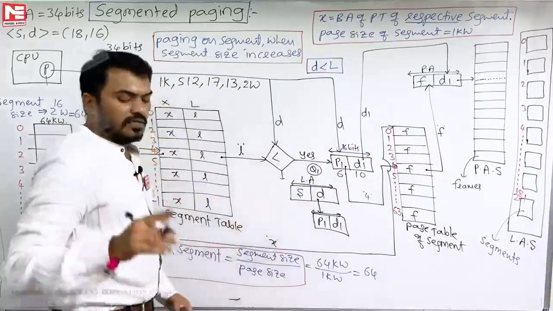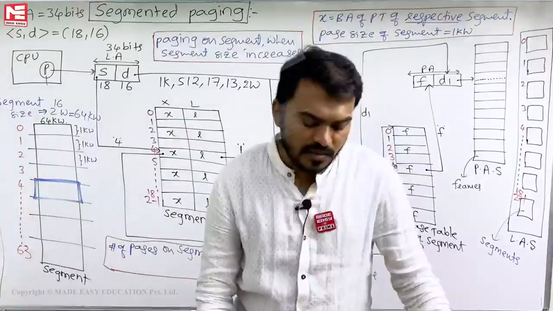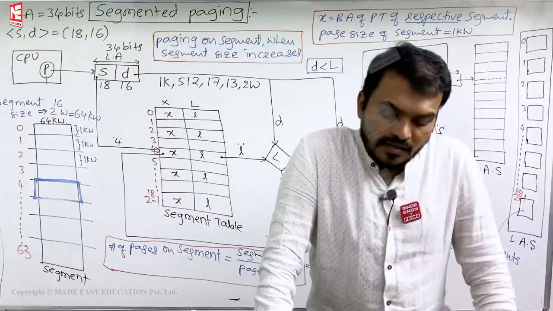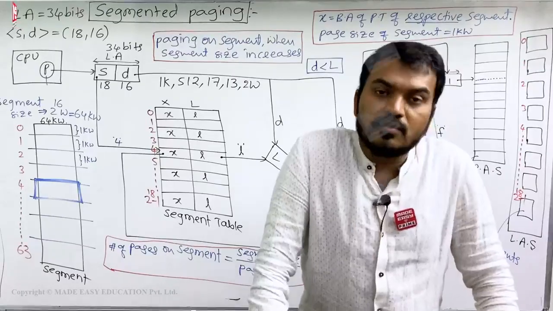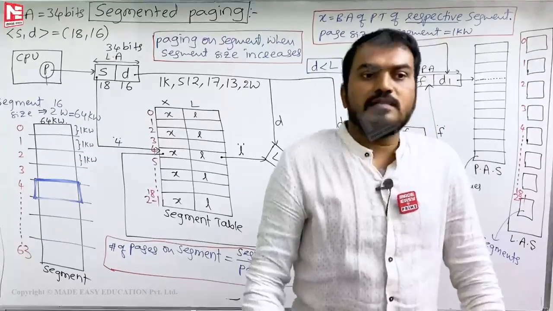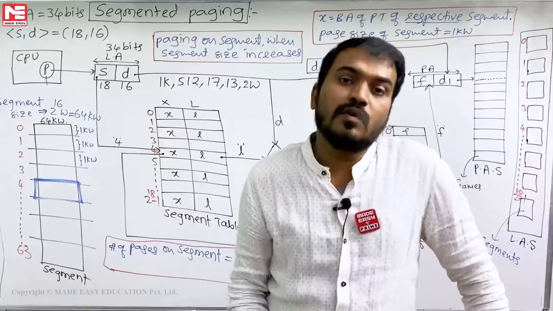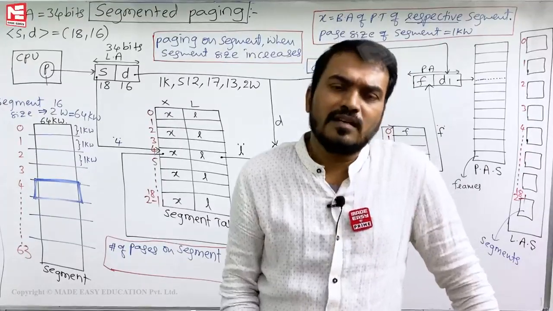Now read the question. Consider a system using segmented paging architecture. The segment is divided into 1K pages. It says the segment is divided into 1K pages, just understand this much.